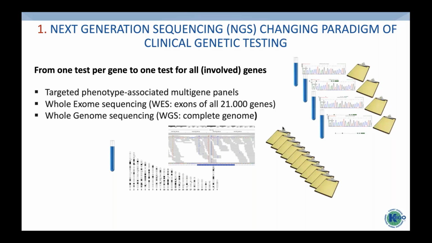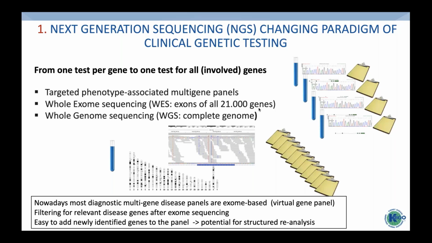And this looks like a few different things in different places. There are targeted phenotype associated multi-gene panels. There's also whole exome sequencing, which is obviously sequencing of just the protein coding components of our genome. And then there's also, more recently, whole genome sequencing, which is captureless sequencing of all genetic information within the genome.